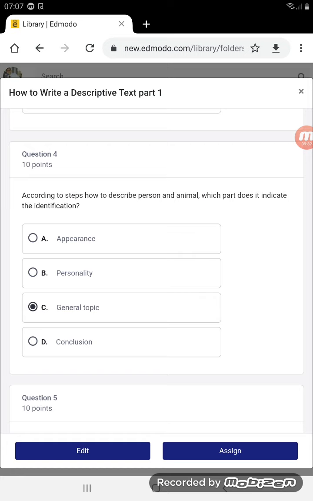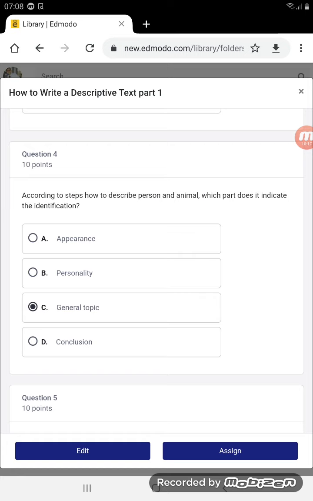According to the step how to describe person and animals, which part does it indicate the identification? Remember that descriptive text has identification, and then the second is description, and the last, sometimes you may need a conclusion. Okay, but that is not a must. At least you have to find two parts here in descriptive text: identification and then description.